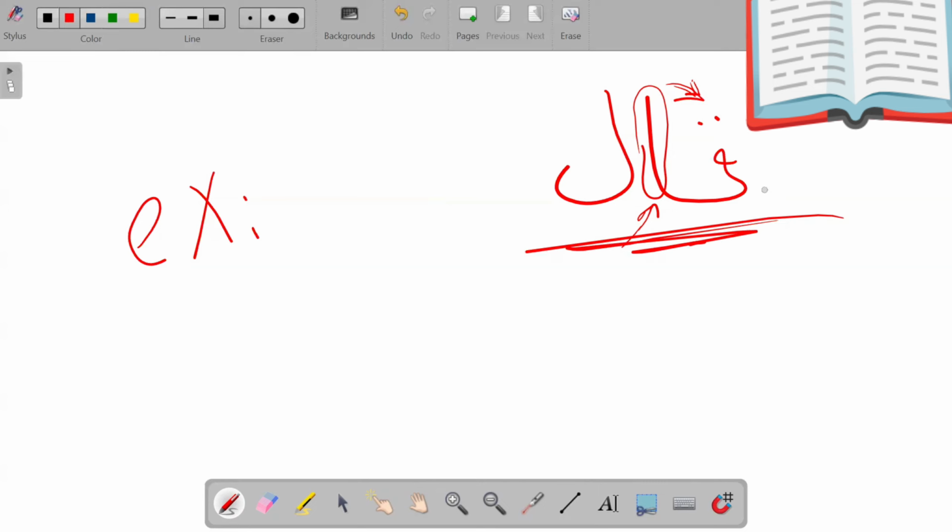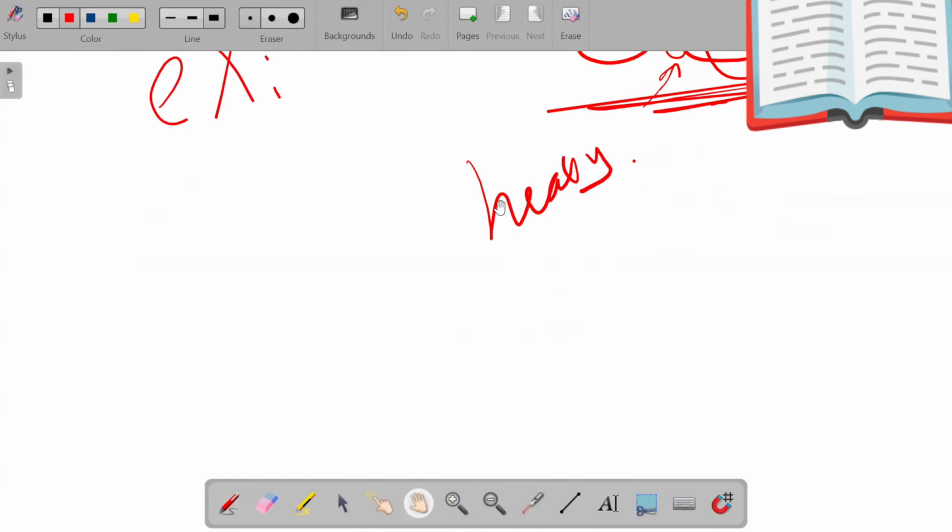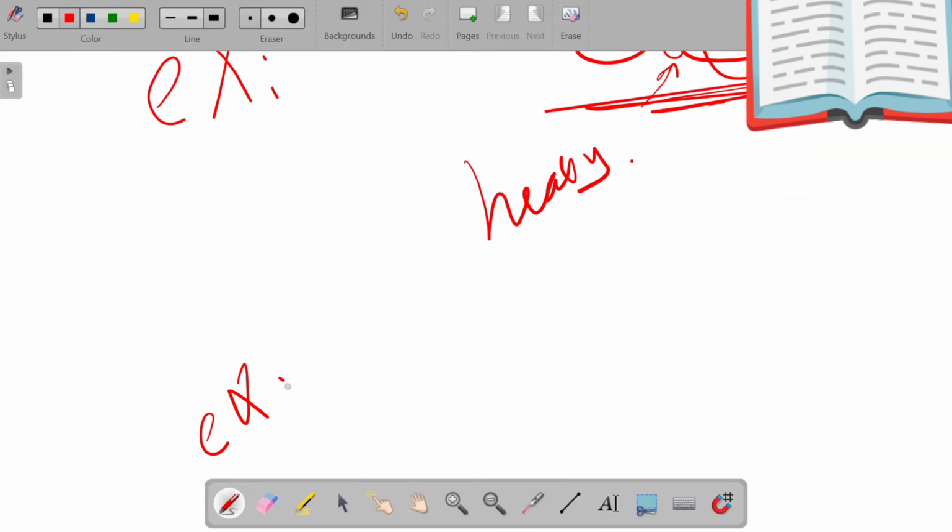Now, look at the letter before alif, it is the letter qaf. And is qaf light or heavy? Qaf is heavy. So madd with alif also is gonna be heavy, okay? Barakallahu fik.